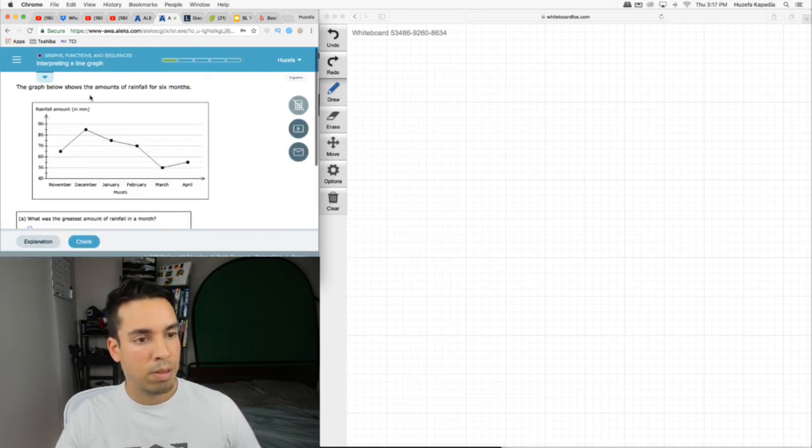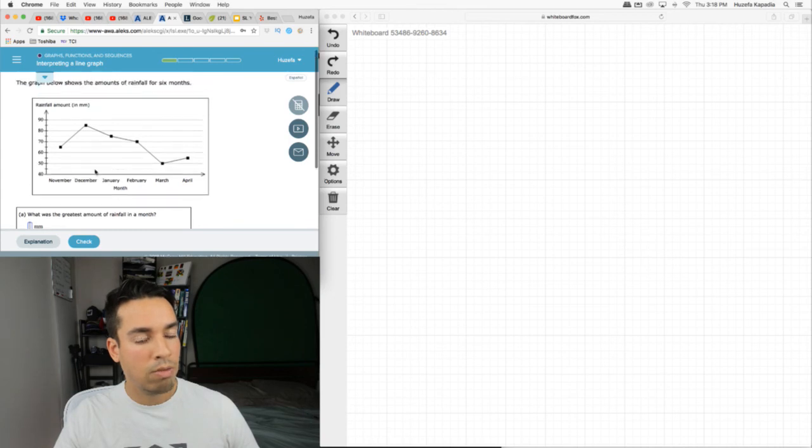All right, the graph below shows the amount of rainfall for 6 months. Here it looks like 65. Again, we have to look at these intervals, right? It's an interval of 10 for this, which means since this is in the middle, this is an interval of 5. So we've got 65 millimeters, 85, so on.